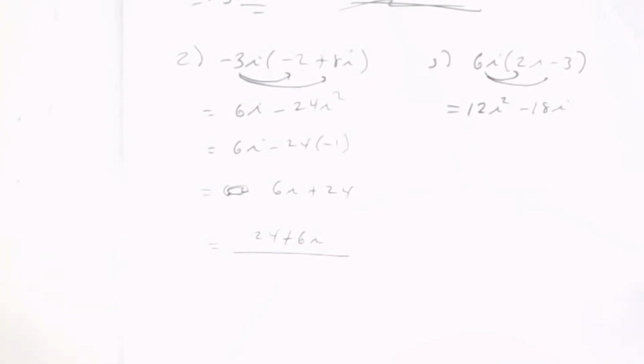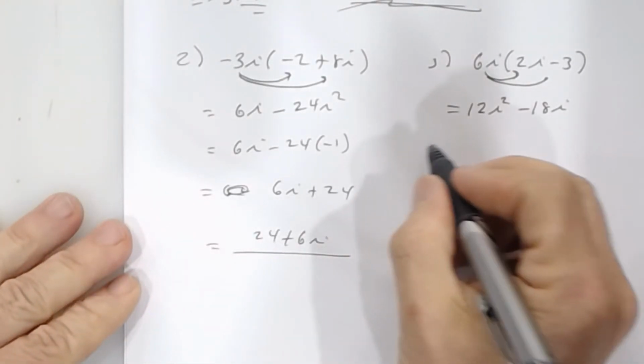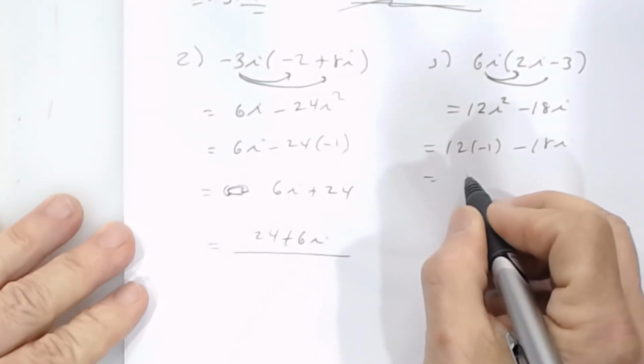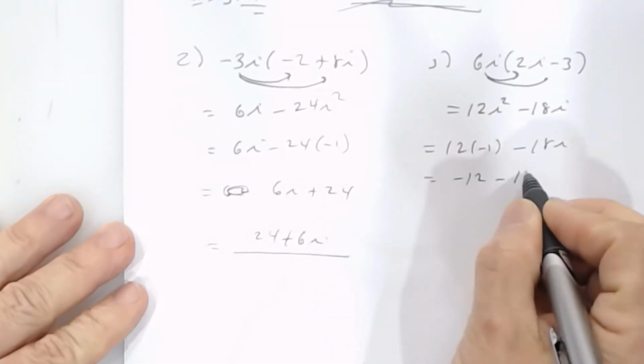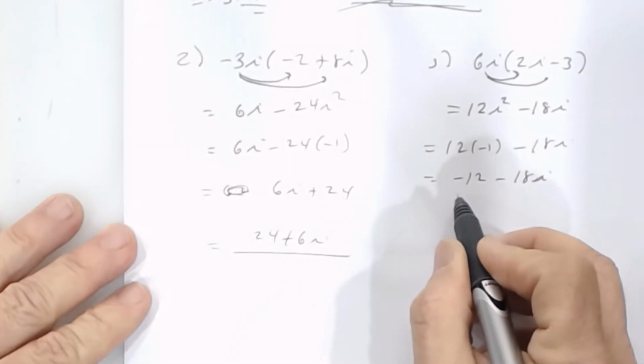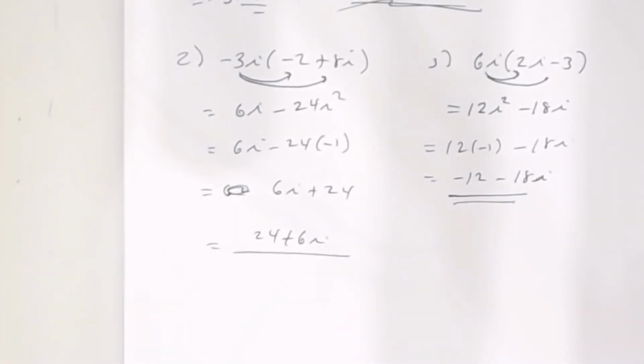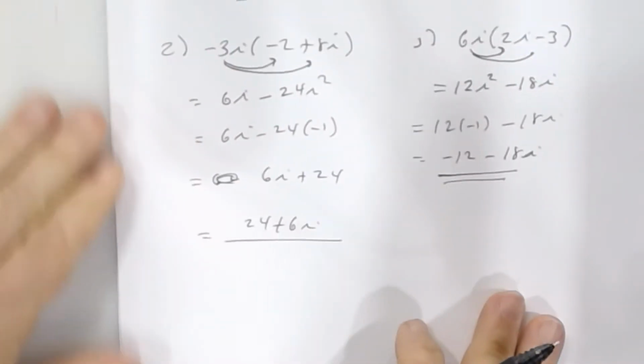Okay. Am I done? No. What is it I've got to do? Replace i squared with negative 1. So that's 12 times negative 1 minus 18i. What's 12 times negative 1? Minus 18i. Is that standard form? Yes. That's a plus bi. What's your real part in the answer? Negative 12. What's the imaginary part? Negative 18i. Okay. Are there any questions on that part?